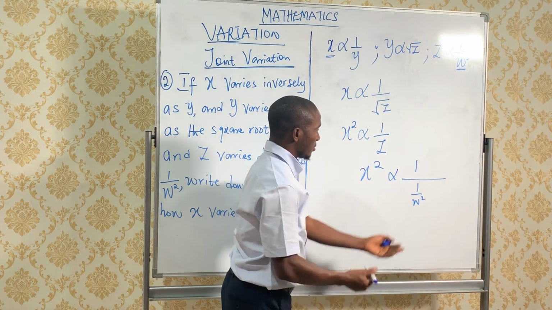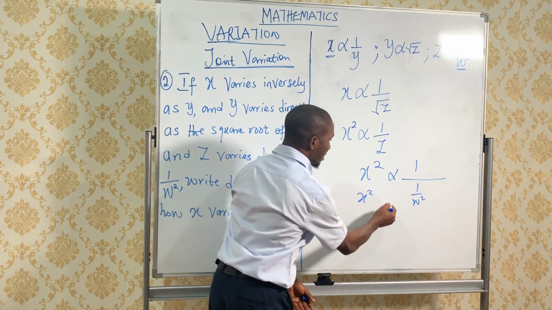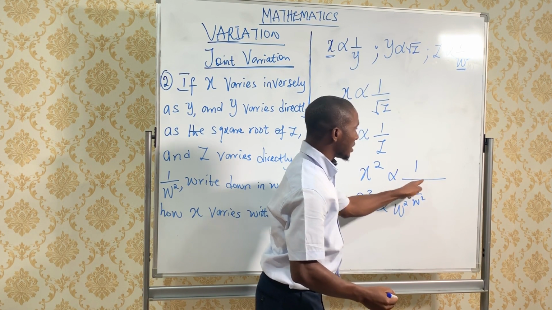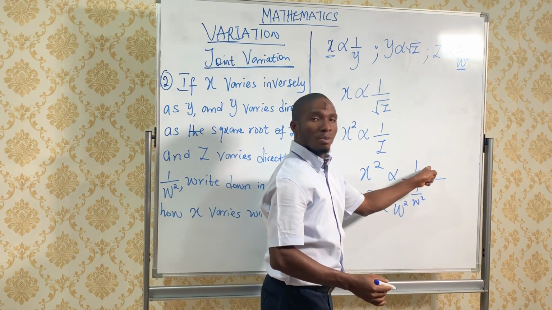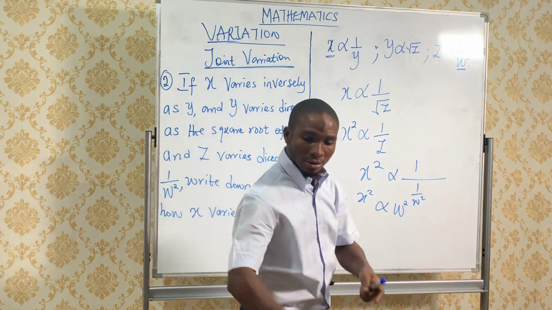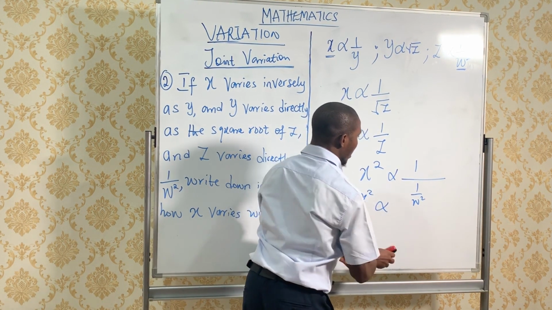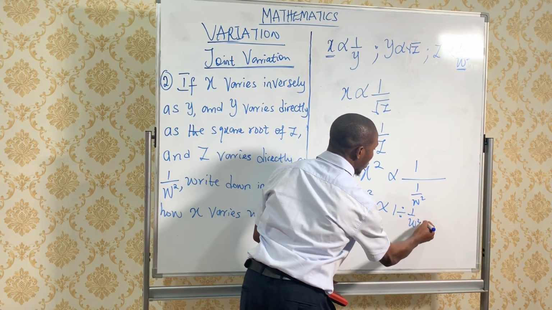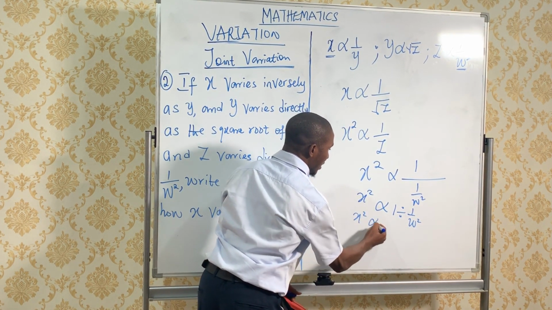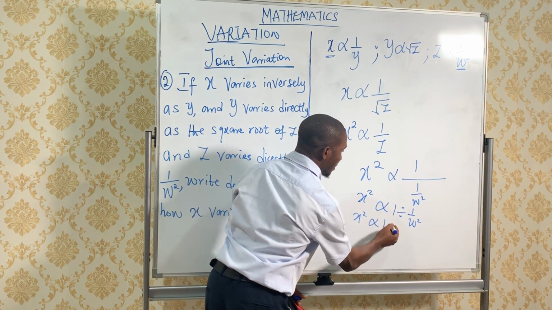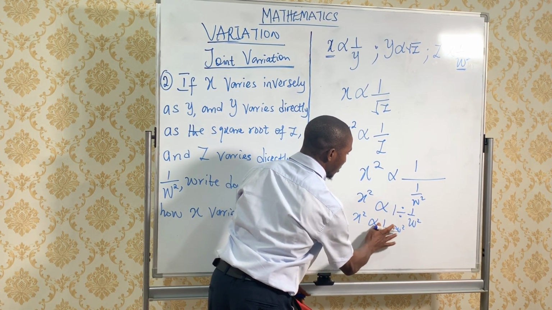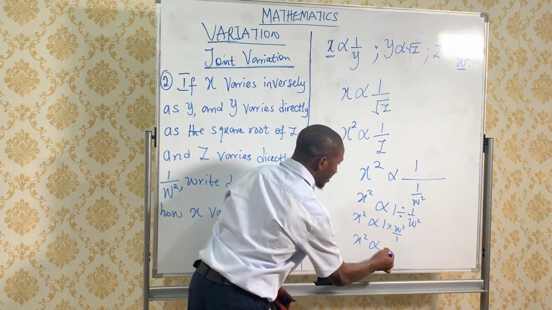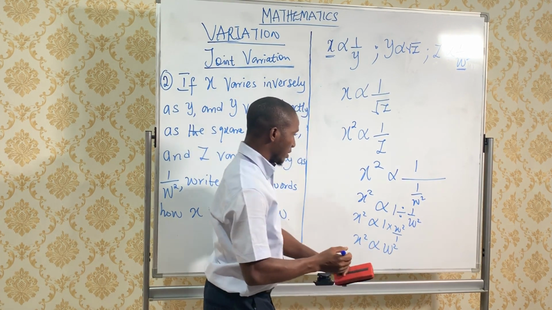If you look at this, it means that x squared is inversely proportional to 1 over w squared. This is a division. If you change to times, w squared will come up, 1 will come down. That is the same thing as saying 1 divided by 1 over w squared, so this is w squared over 1. This is like saying x squared varies as w squared.